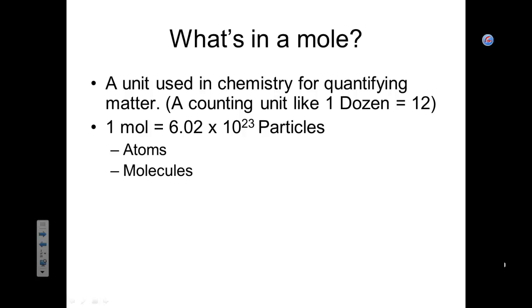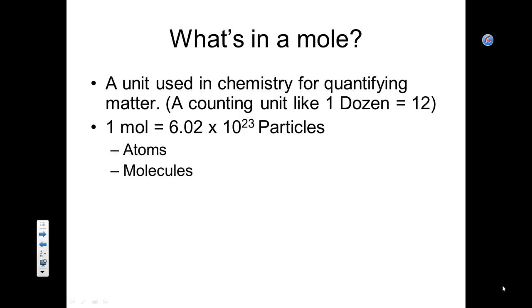We could also count a mole of donuts, but a mole of donuts would bury the planet several thousand feet deep in donuts, and we don't need a number that big for donuts. Why do we need a number that big for atoms and molecules? Because they're so incredibly tiny, it takes that many to have a significant amount to work with.